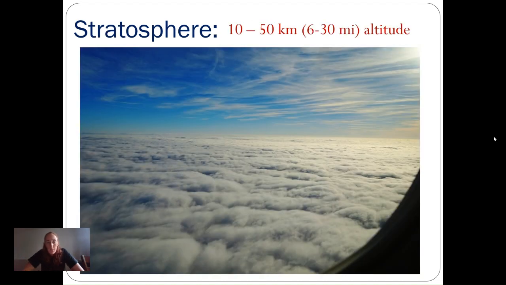If we go a little bit up, the next layer up, we'll talk about the troposphere a lot more with weather and climate, so we'll elaborate on that much more. But if we go one layer up, for about 6 to 30 miles of altitude or 10 to 50 kilometers, now you're in the stratosphere. Sometimes planes will fly at the base of the stratosphere, and if you've ever been on a plane, there are occasionally times where you'll be above the cloud layer, which is pretty cool to see.